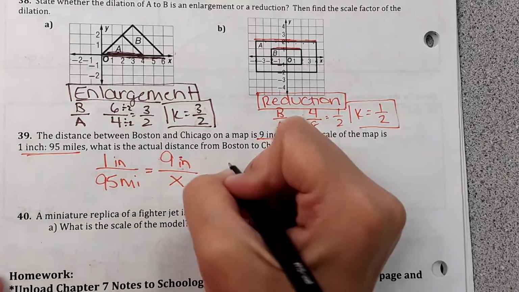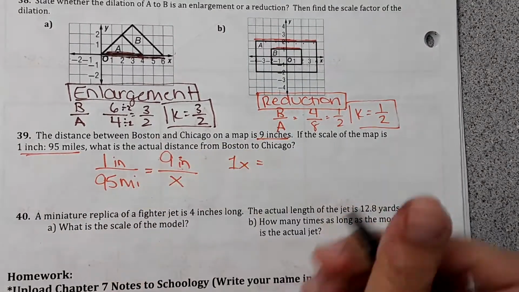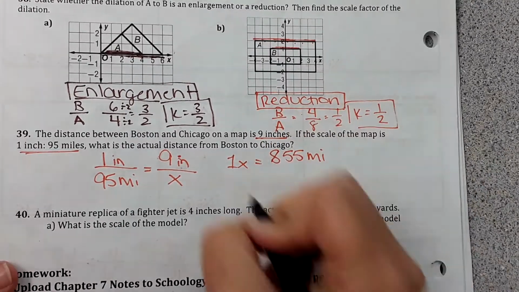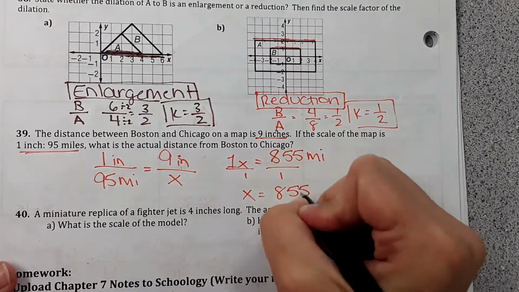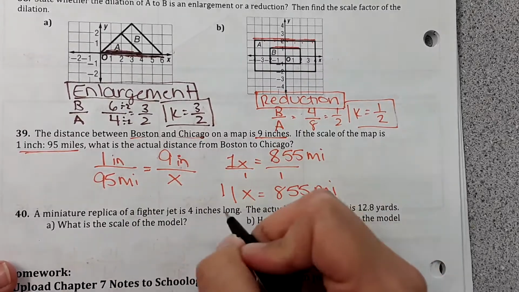So 1 times x is just 1x equals 95 times 9 is 855 miles. Divide by 1 on both sides, and you just get x equals 855 miles. That's how far apart approximately Boston and Chicago are.